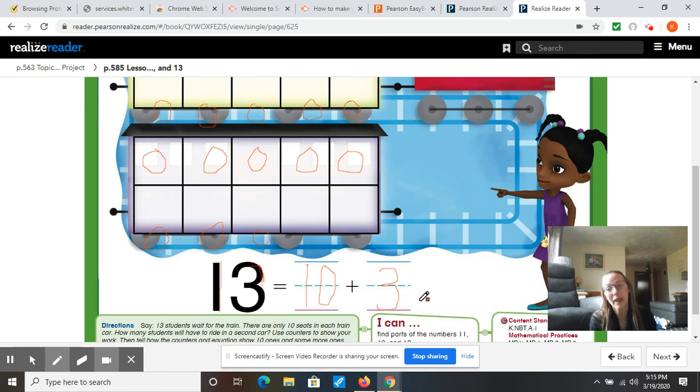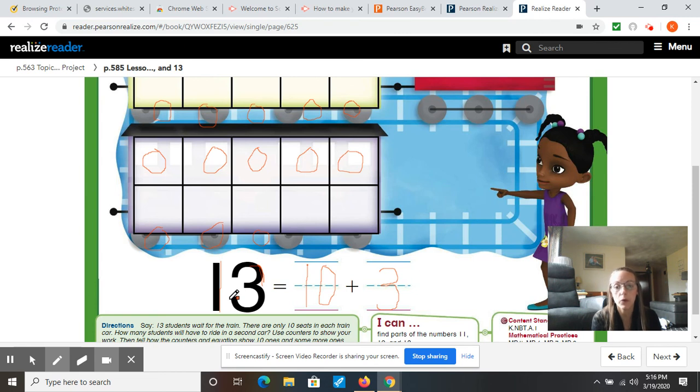Now, the cool thing about math is we can read it frontwards. And in addition, we can read it backwards. So we can read it this way, too. 3 plus 10 equals 13. So there's two ways to read that equation.